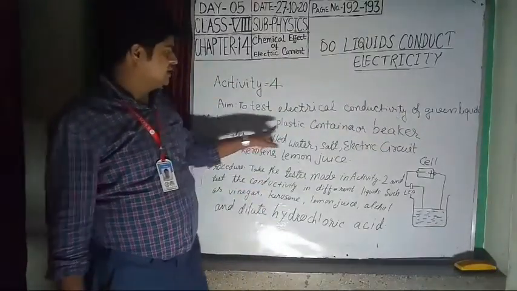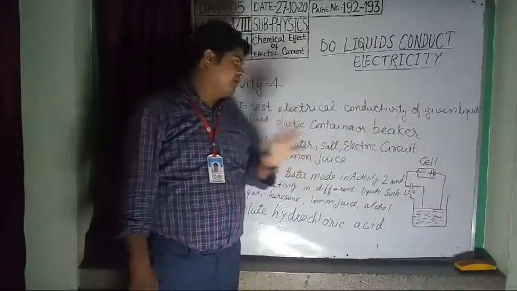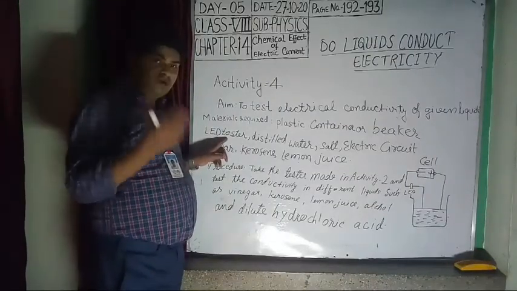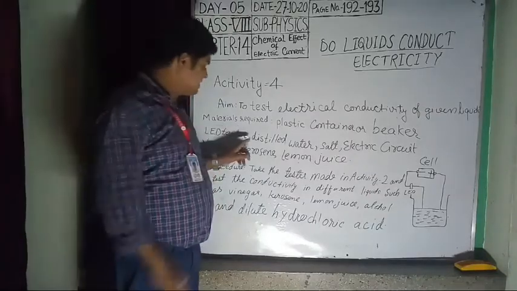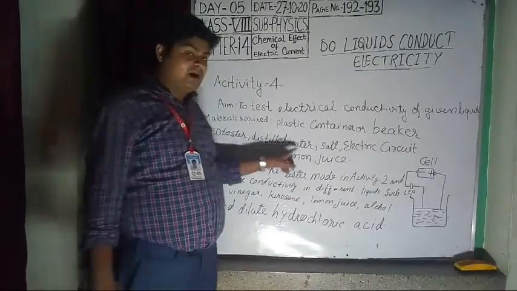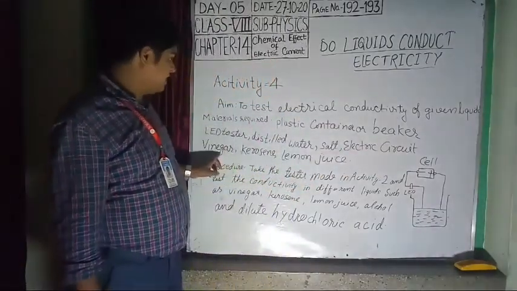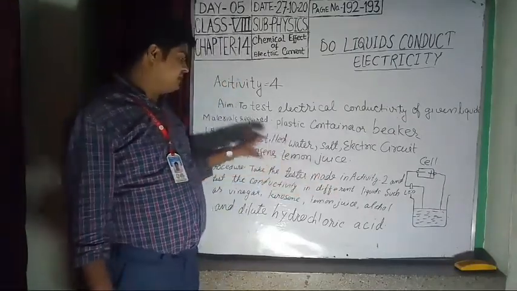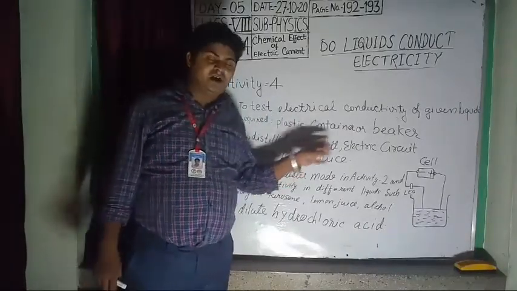Materials required: a plastic container or beaker. That means you will need a plastic container or beaker, and an LED tester. I have told you in an activity how to make an LED tester. So you will take the LED tester, that means an LED bulb, some wires and a cell, distilled water, salt, vinegar, kerosene, lemon juice, and you will check one by one whether these materials are good conductors of electricity or insulators.